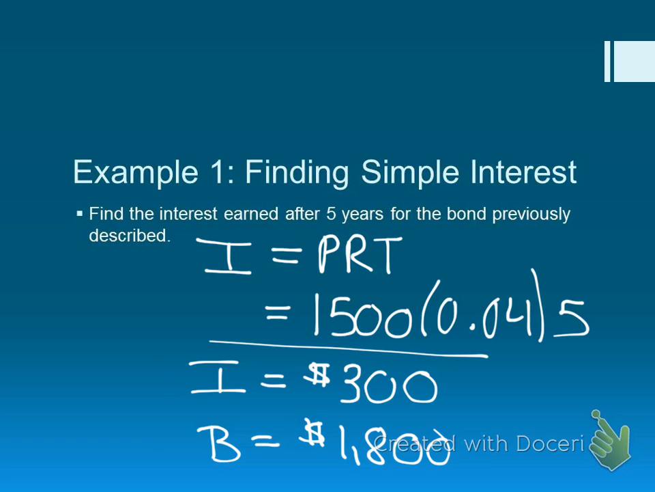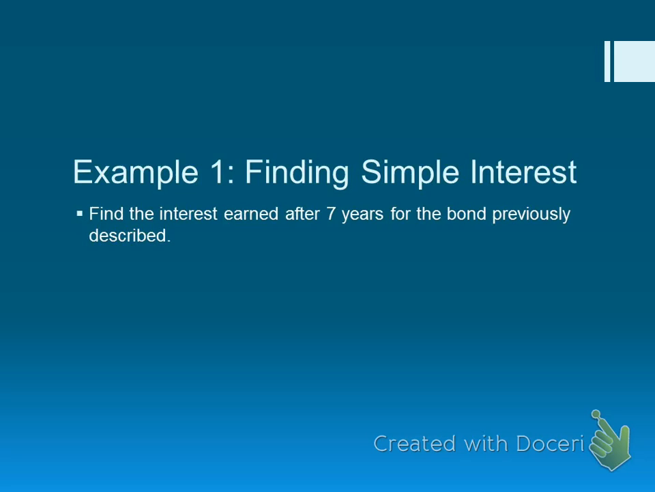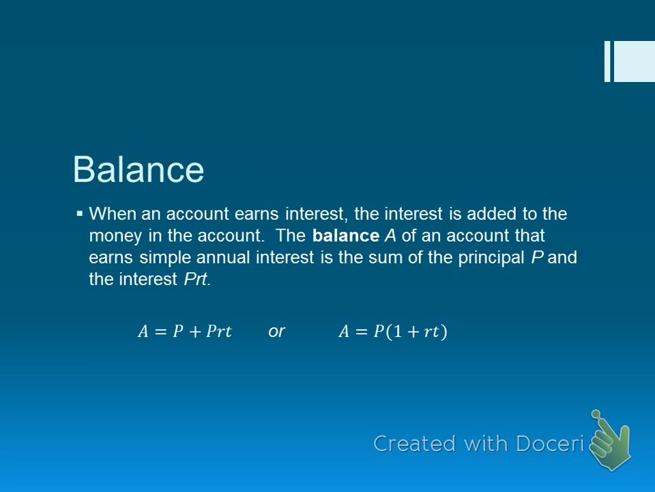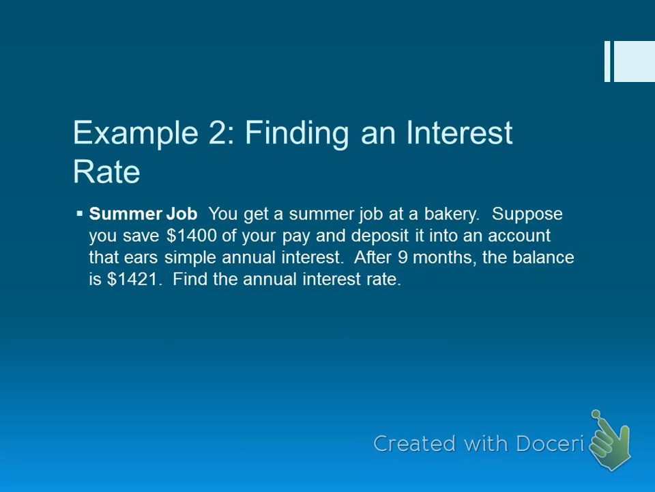$1,800. And those are my answers. All right, very good. Okay, so now let's move on to example 2. Now in example 2, we're just finding a different part of the simple interest formula.